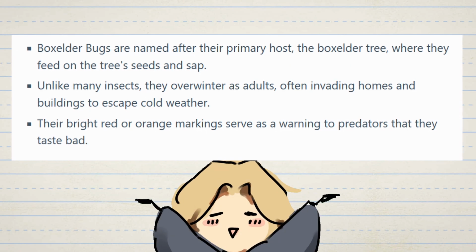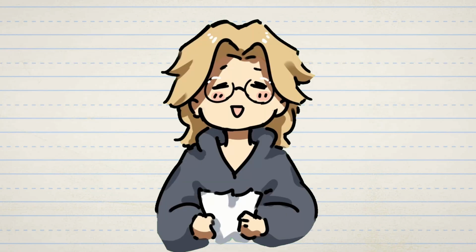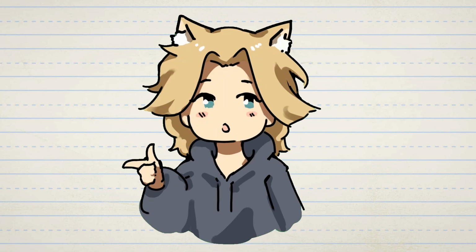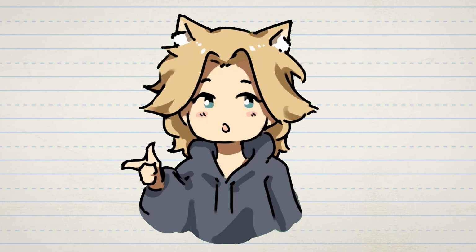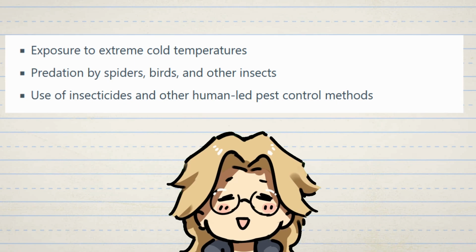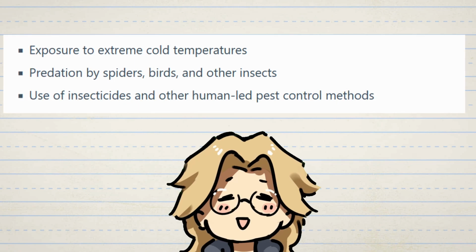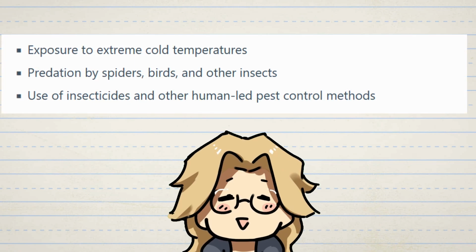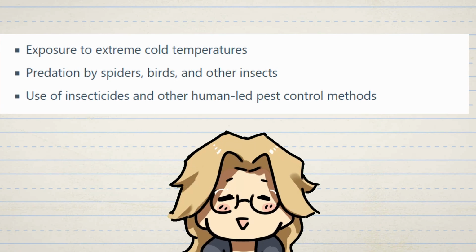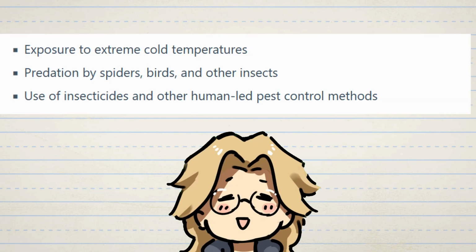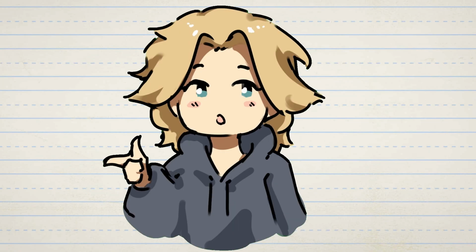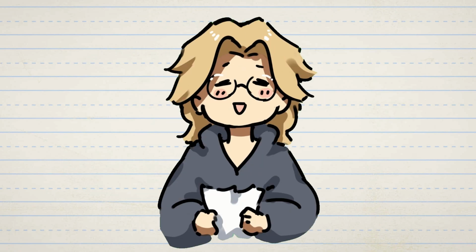And their bright orange markings serve as a warning to predators that they taste bad. And some of the main predators to them is going to be extreme cold temperatures, which is why they live in your house. And then predation by like birds, spiders, and other insects that are a little bit bigger. And then another one recently is the use of insecticides and other human-led pest control stuff, because they do be annoying. They also are smelly, so not helping their case there. So now that we know a little bit of lore, I say start doing some sketching, eh?